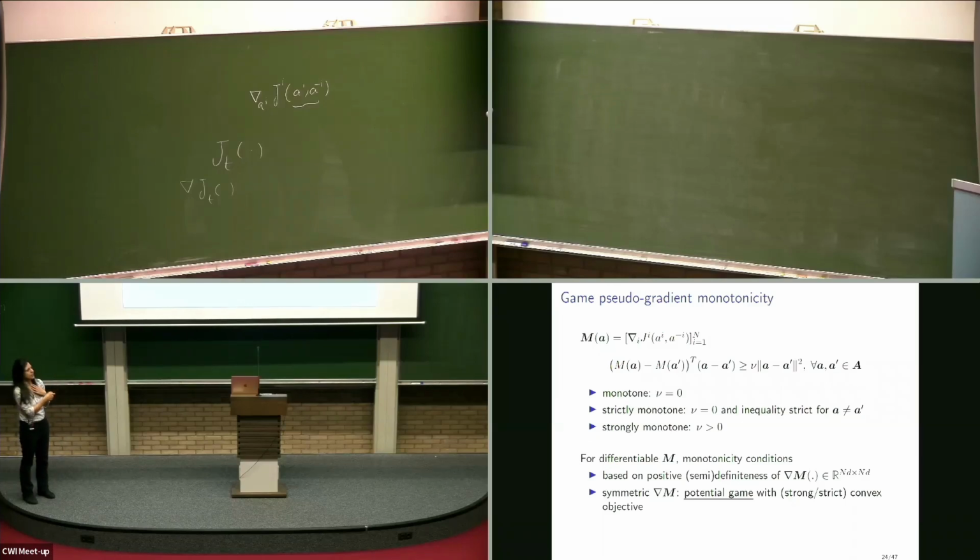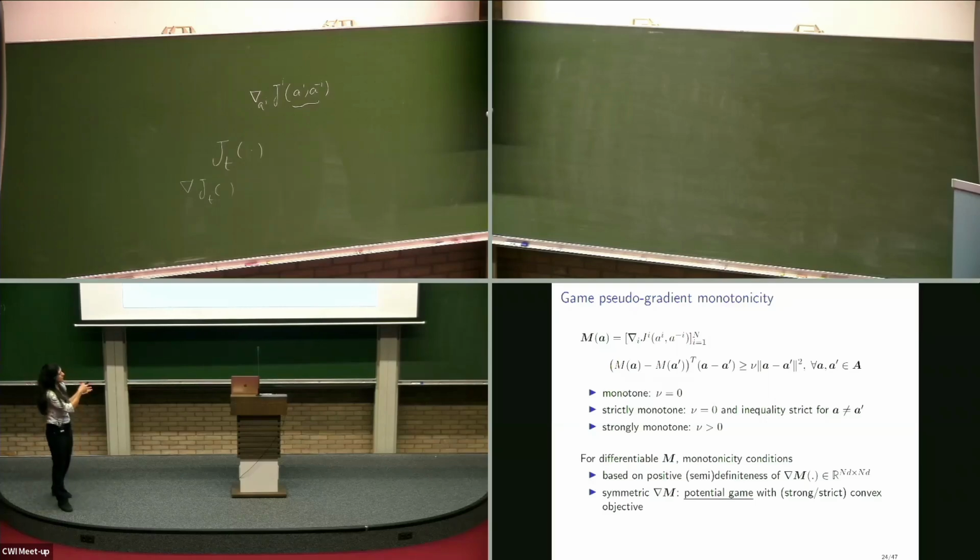And similar to convexity, if you have a differentiable mapping, you can just look at the positive definiteness of the Jacobian of this M and determine whether the pseudo gradient is monotone, strictly monotone, or strongly monotone. There are also some classes of games which we call potential games, where this Jacobian turns out to be symmetric. This means that the gradient mapping corresponds to the gradient of a single function, and this then reduces to an optimization problem. Okay, are there any questions about this?